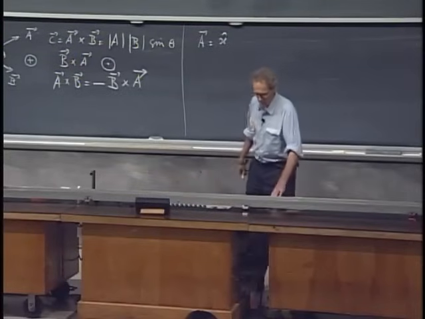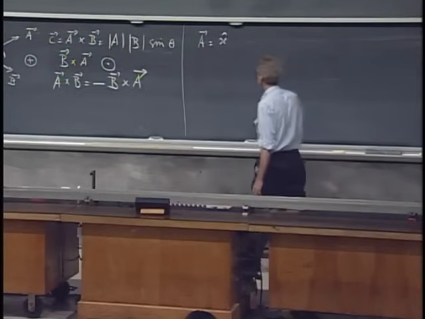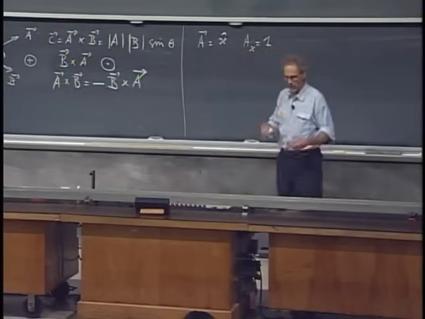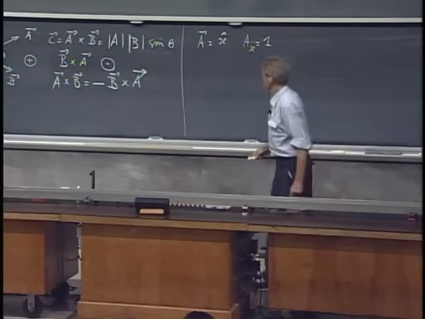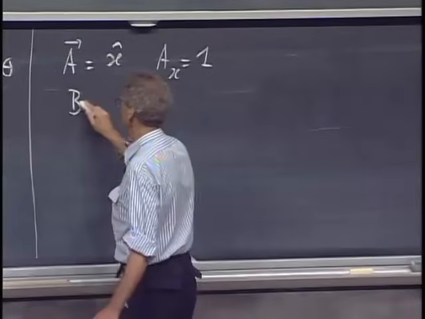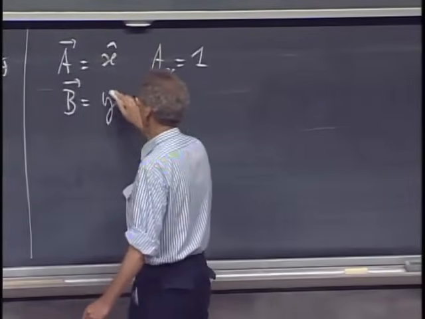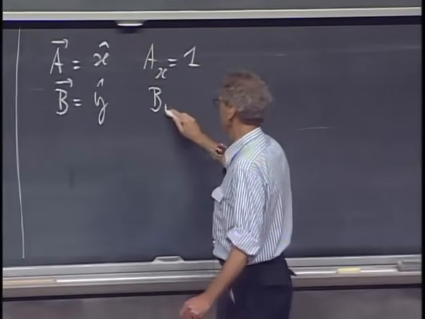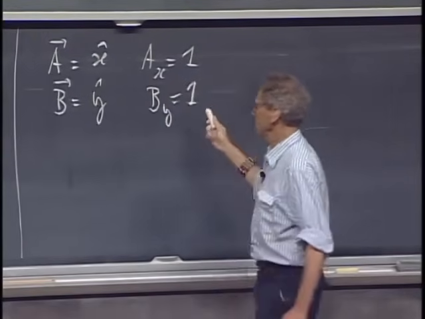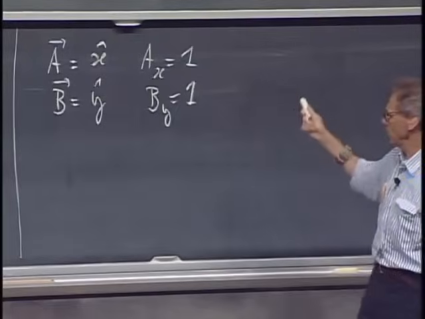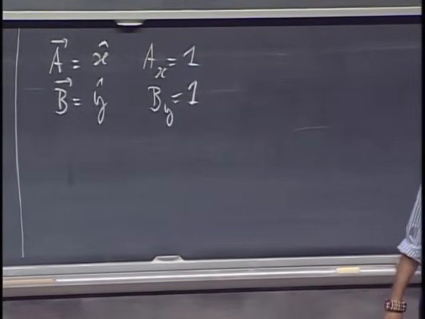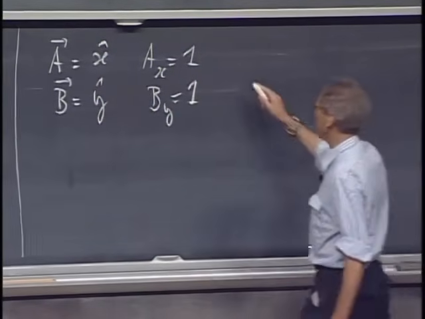Suppose I gave the vector A is x roof. It's a unit vector in the x direction. That means A of x is 1, and A of y is 0, and A of z is 0. And suppose B is y roof. That means B of y is 1, and B of x is 0, and B of z is 0. What now is the cross product A cross B?